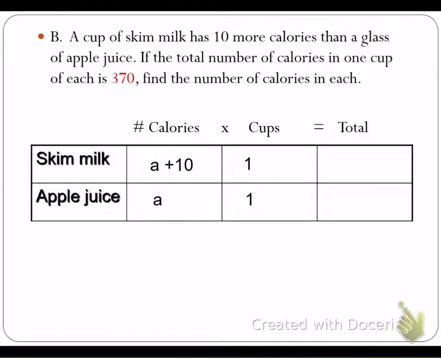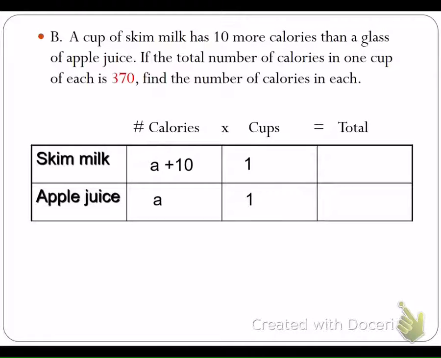So skim milk has 10 more calories. So if we're using an A for apple juice, we do an A plus 10 for skim milk. Was I pointing to the wrong boxes a minute ago? Yep. I'm sorry, I wasn't looking at the labels. But yeah, so just whichever one has more, that's where the plus 10 goes. Skim milk does have more, my bad.